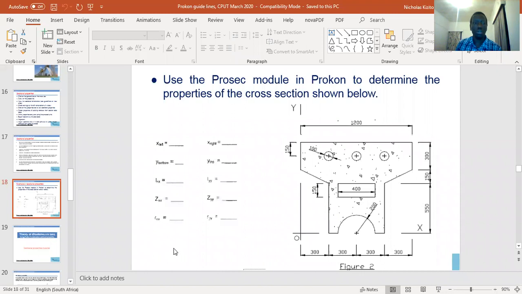Let's get back to our Prokon. Hold on. Let's see what the question says. Our question says use the Prosec module in Prokon to determine the properties of the section below. So these are properties: x left, x right, y top, y bottom. Basically, these are the centroid positions. And then you've got Ix, second moment of area in the y and x, plastic modulus, and radius of gyration in the x and y. Let's go back to our Prokon, sorry, we share that.